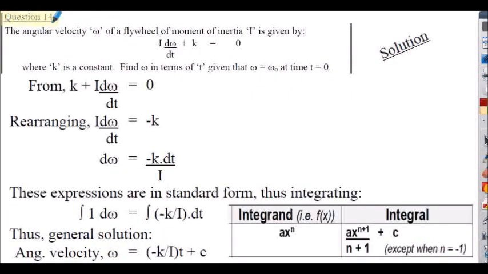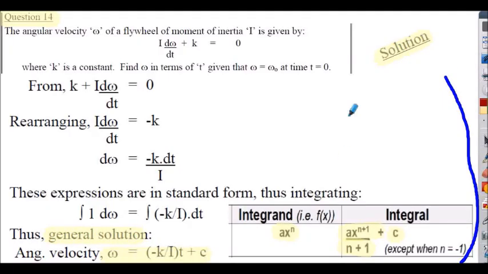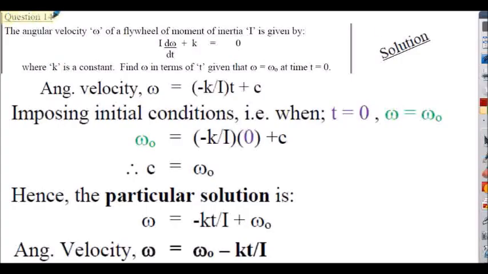And question 14, commencement of the solution. Again, I'll let you review this at your own pace. Again, it's standard integration, ax to the n, solution. General solution shown here at the bottom of the slide. And question 14, solution continued. Initial condition imposed and particular solution derived. Particular solution for velocity shown here.